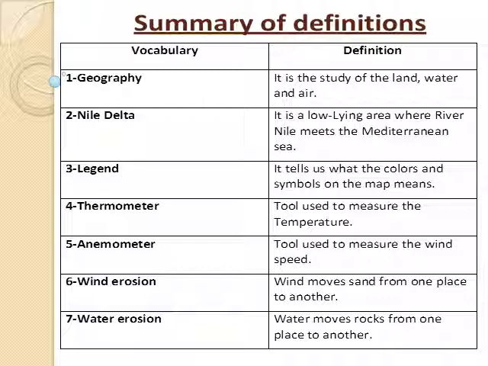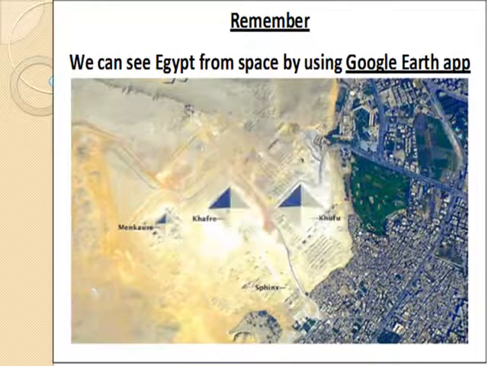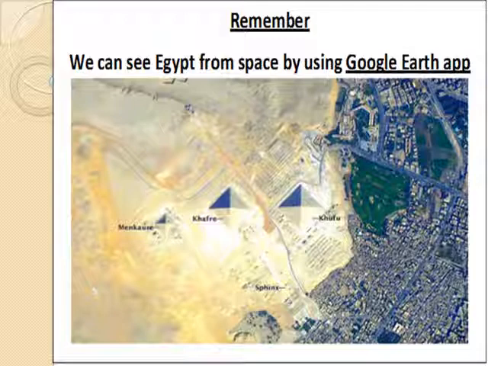Number 5. Anemometer. A tool used to measure wind speed. Number 6. Wind erosion. Wind moves sand from one place to another. Number 7. Water erosion. Water moves rocks from one place to another. Finally, I want to remind you that we can see Egypt or any country from space by using the Google Earth app.